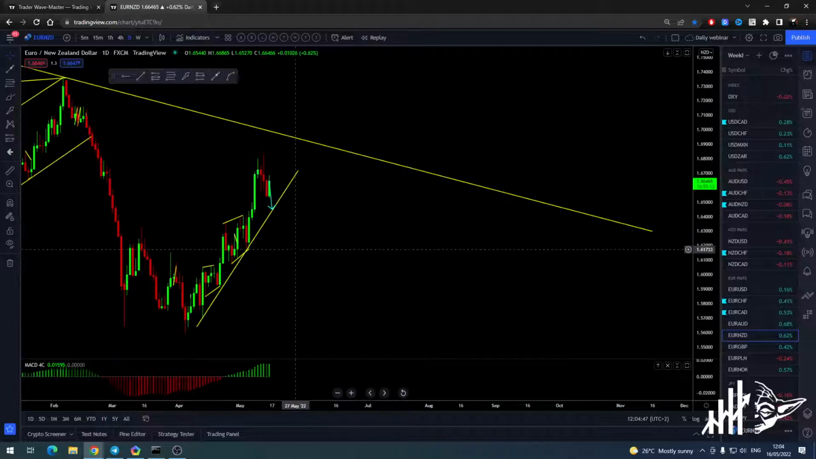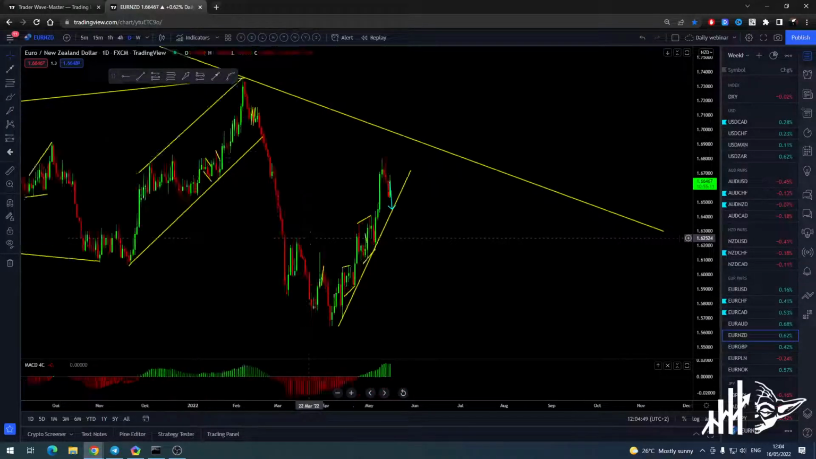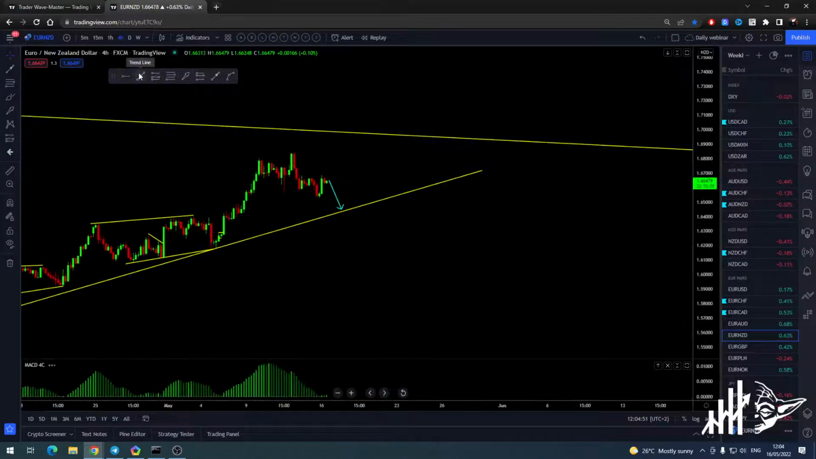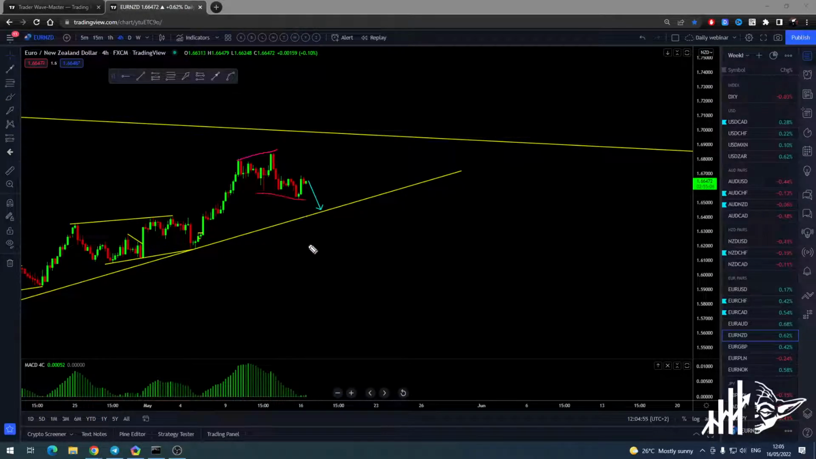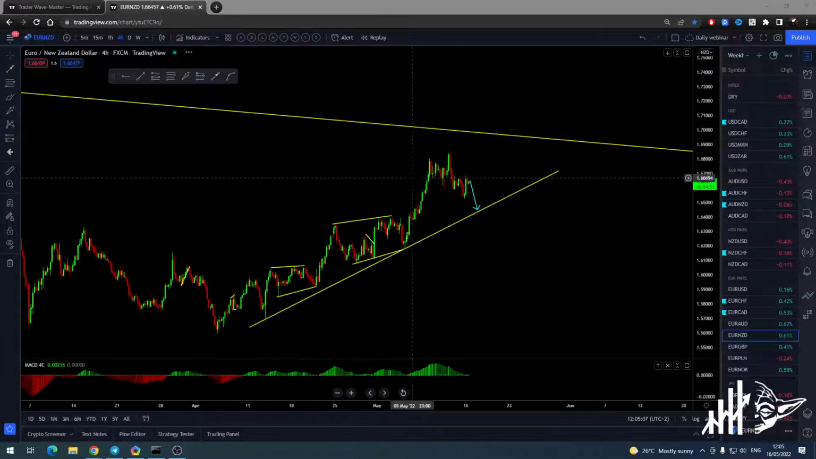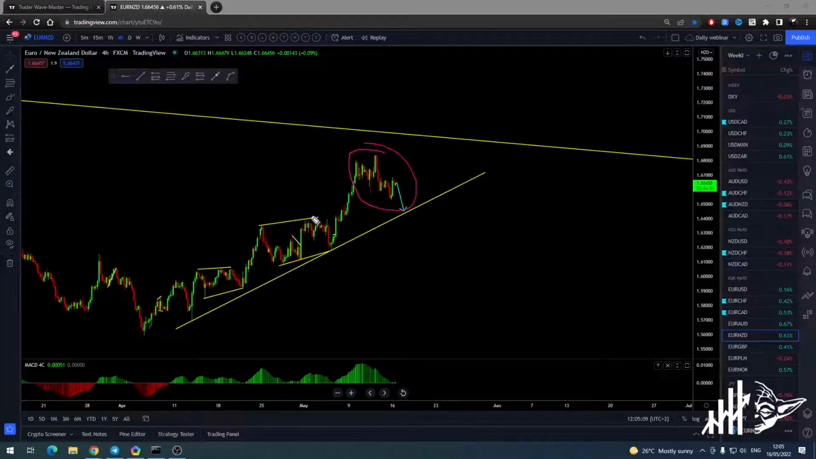Here in New Zealand, pushing higher. We see this. Is this expanded flat possible? It can go lower, yes. This could still go down, tag the trend line, and then go higher. This will be the last push to the upside before the next move to the downside. So see how this expanded flat will develop and what it will do.